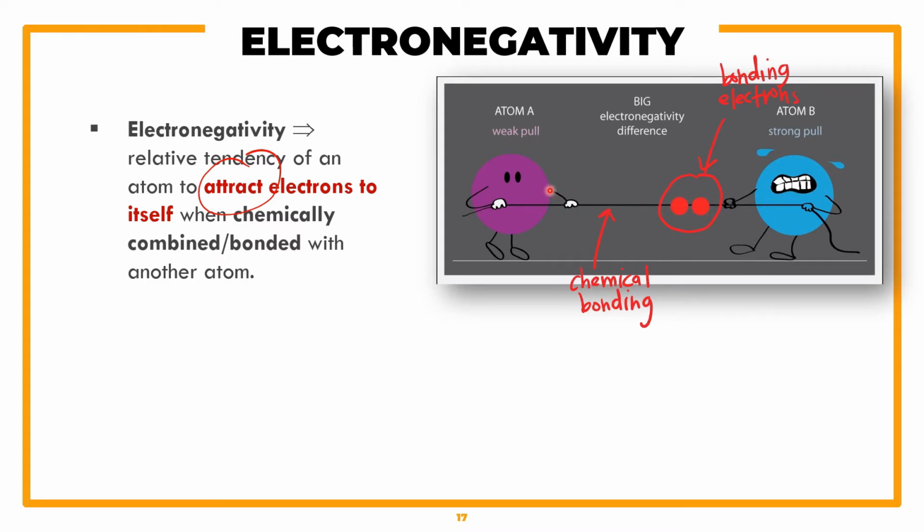As you compare to this atom, this atom did not pull the bonding electrons to itself as hard as what has been done by atom B. So we can say that this atom A has less electronegativity than atom B.